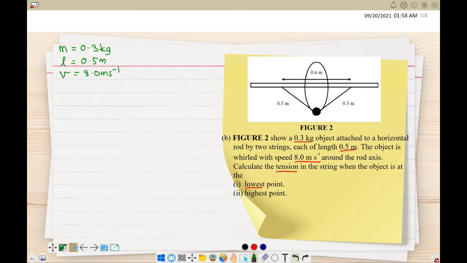Alright. Jadi dia minta kita cari tension, kan? Jadi as usual, please draw your simple free body diagram. Okay, so kita nak cari tension. Okay, at lowest point. Okay, jadi kita lukis dulu the simple free body diagram.